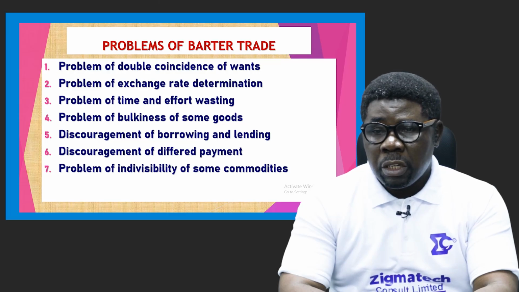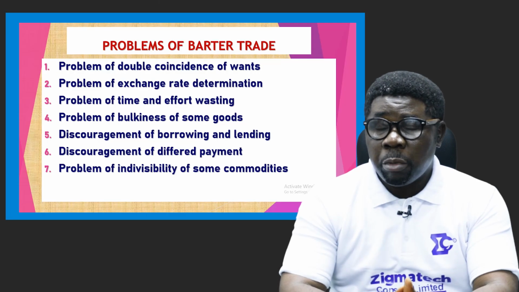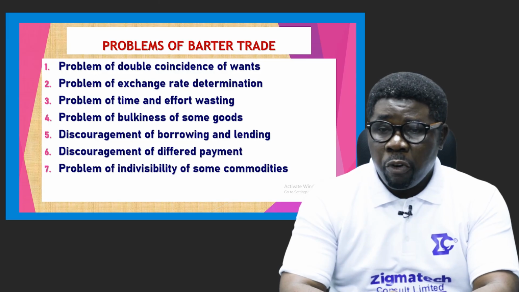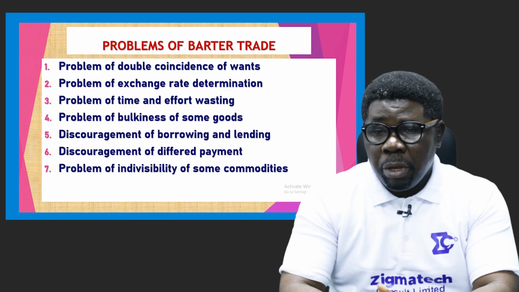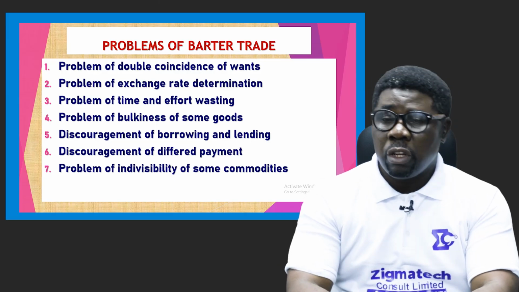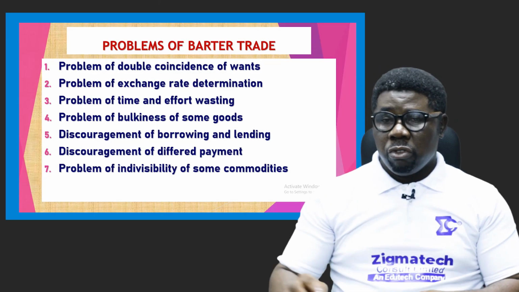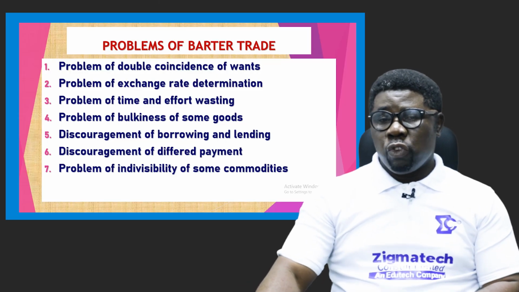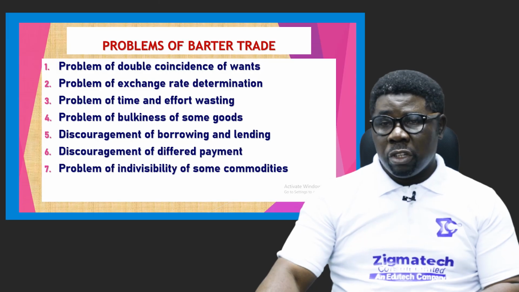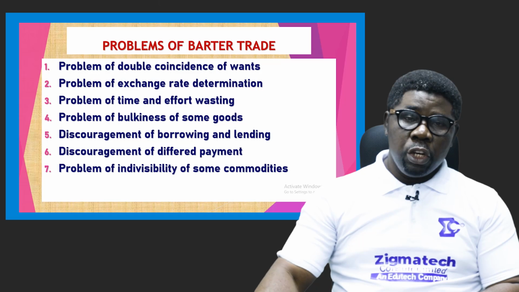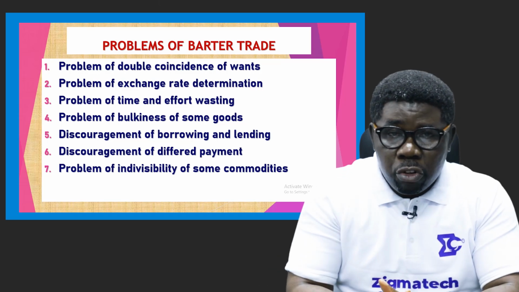The problem of indivisibility. I already mentioned that some goods cannot be broken down into smaller units before exchange can happen. So you just give it out as a whole, and get the piece you need so that you can get yourself exactly what you're looking for. So these are the problems that actually bedeviled the barter system, or trade by barter, which led to the introduction of money.